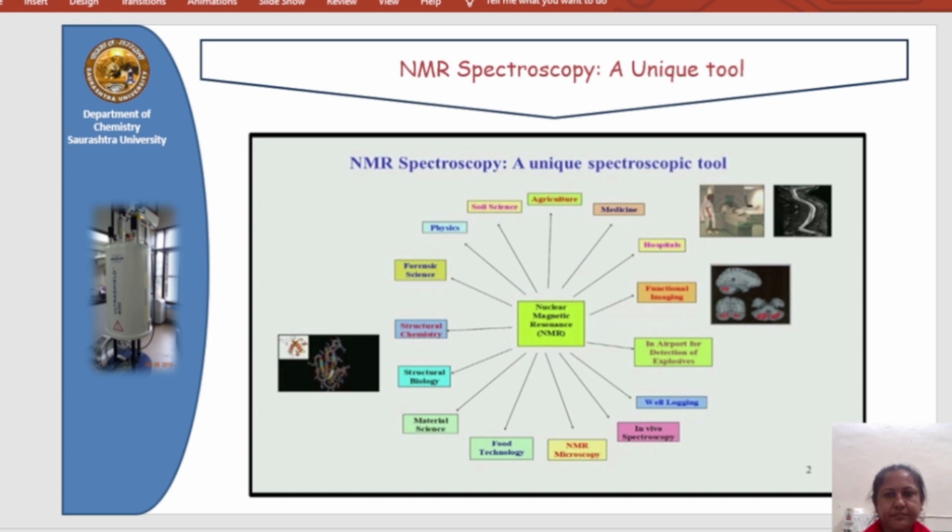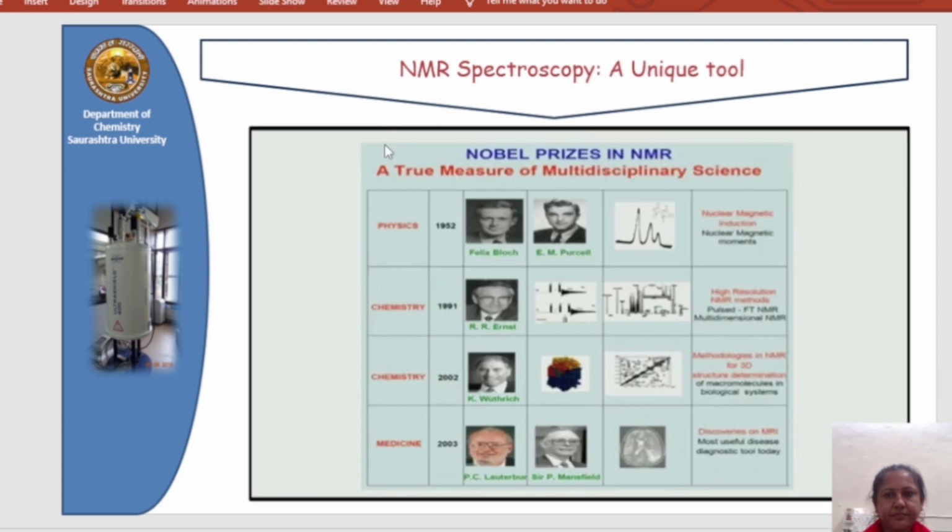So we can see that NMR spectroscopy is a unique tool. Why is it known as a unique tool? We can see that it has application in the different branches of science and technology. In this slide, it is applicable to agriculture. It is also applicable in medicine as MRI, one of the good tools for the diagnosis of disease. And our main focus is on how it is helpful in chemistry.